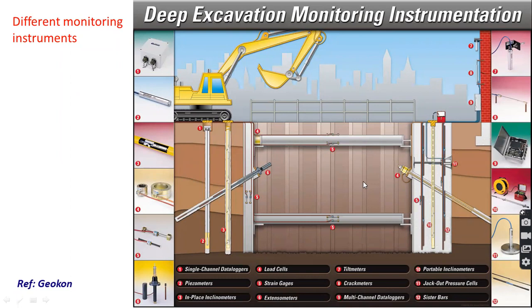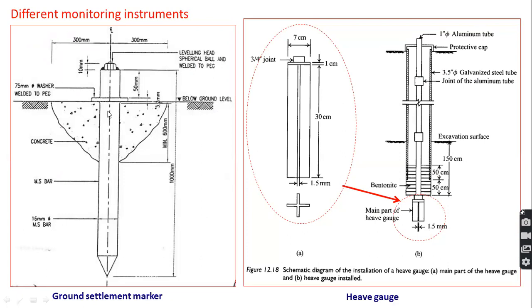This is a typical ground settlement marker. You can see on the left hand side, it's a 16 millimeter bar driven to a depth of about 1 meter or more, covered with a concrete cap at the top. This can be used to measure the ground settlement. On the right hand side, a typical heave gauge is shown, which is used to measure the ground heave.